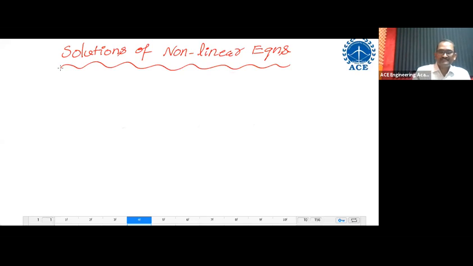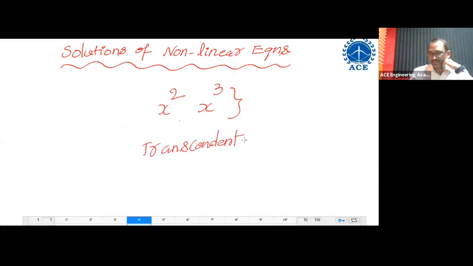Either it is any algebraic equation whose degree is greater than 1. Any algebraic equation whose degree is greater than 1, that is a nonlinear equation. Any algebraic equation with degree greater than 1 is a nonlinear equation. And the transcendental equation is also called a nonlinear equation.